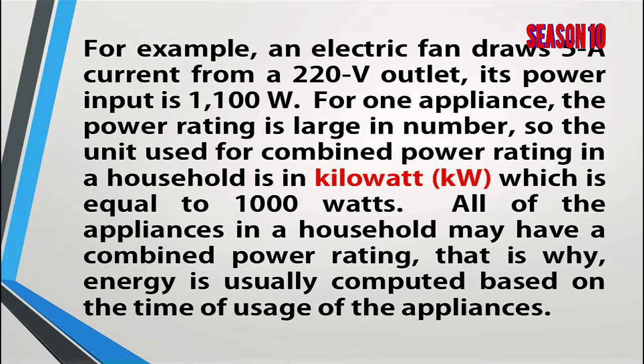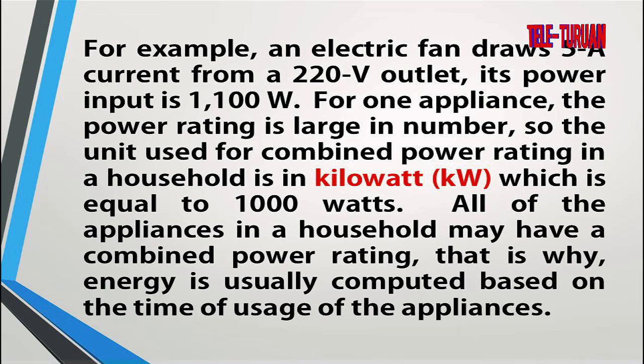For example, an electric fan draws 5 ampere current from a 220 volt outlet. Its power input is 1,100 watts. For one appliance, the power rating is large in number, so the unit used for combined power rating in a household is kilowatt, which is equal to 1,000 watts. All of the appliances in a household may have combined power rating.